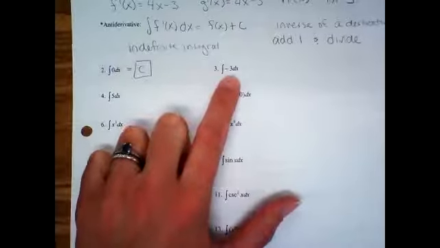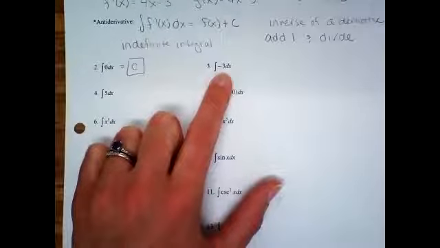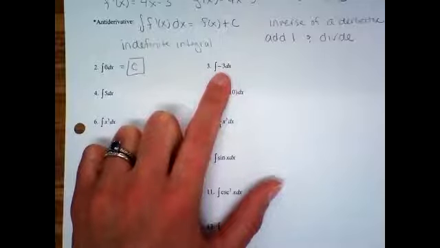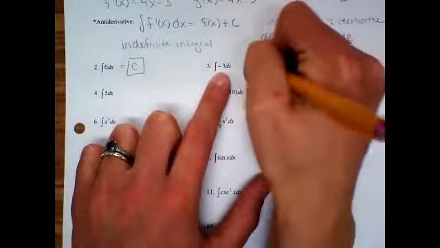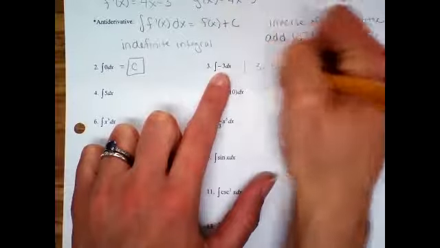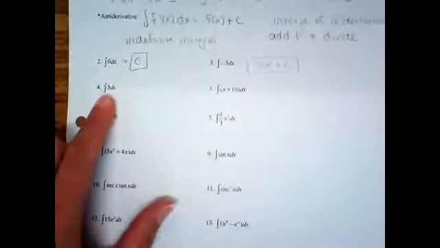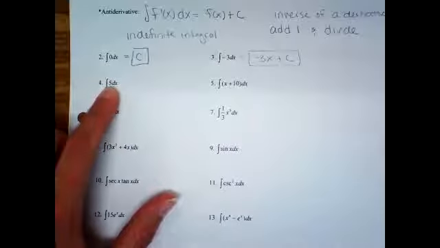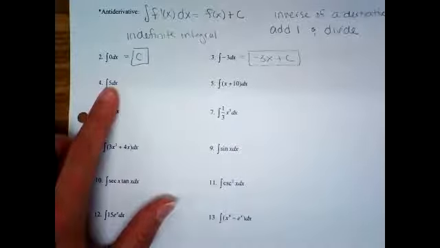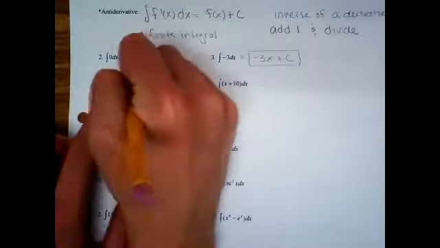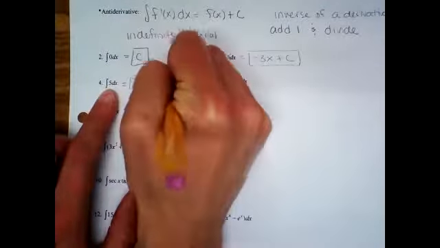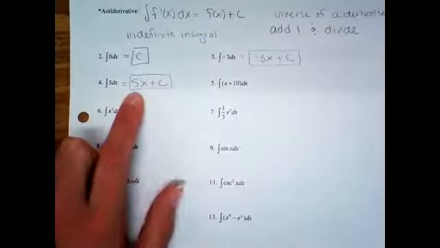So this one, you need a function that if you did the derivative, you would get negative 3. So like negative 3 is the answer. Good, negative 3x and then plus c. Every single one of these is going to have a plus c at the end. All right, how about this one? You need a function that if you did the derivative, you would get 5. 5x plus c. And you can always check these by doing the derivative.